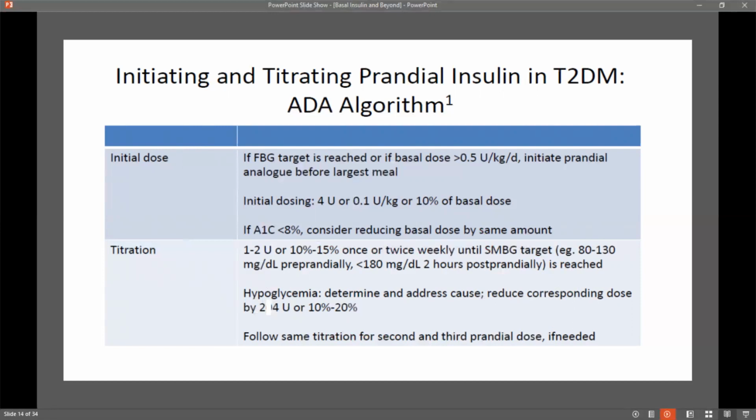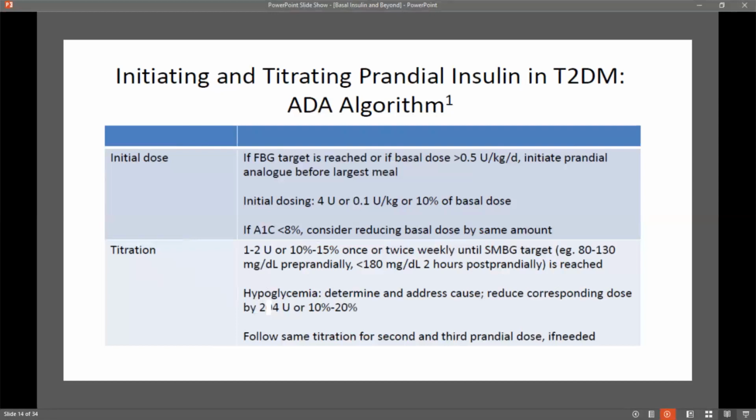So if they're taking 4 units of Novolog and their pre-dinner number is 140, but 2 hours after dinner their number is 200, then that means I need to increase the dose of the Novolog, and I will probably just add maybe 1 to 2 units depending on how high they are. And they can do that themselves as long as we tell them what to do. So by the time they come in the next time, 3 months later, they've already achieved that.